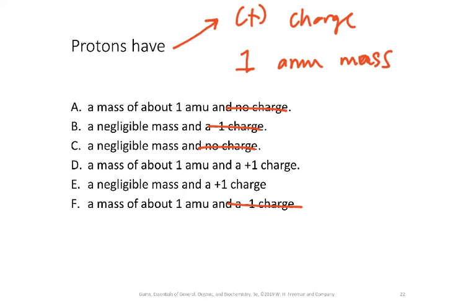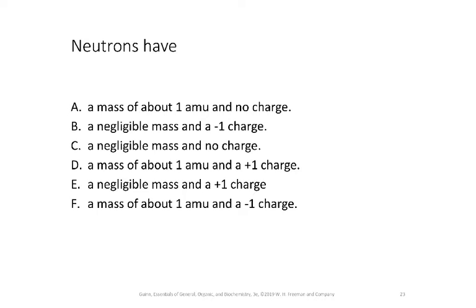Okay, so now what's left? We have negligible mass. That's wrong. And so what's left is mass of 1, or about 1, and a charge of +1. Great. Next question. Neutrons. Let's do the same thing.